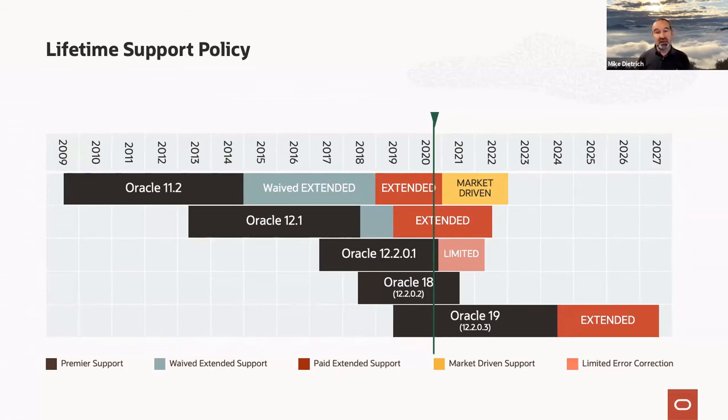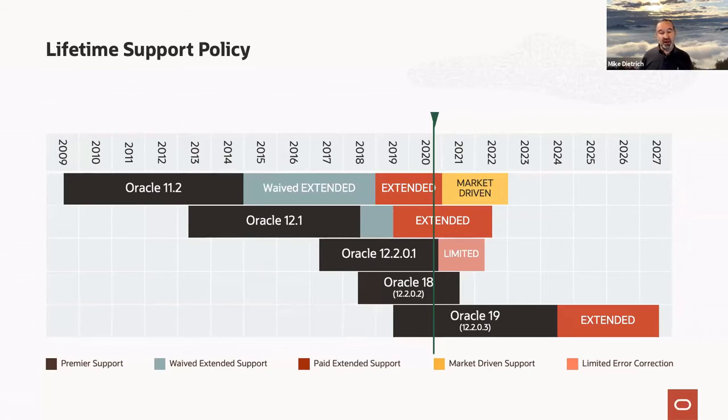Then you can still get an extra called market-driven support. It has the same price tag as extended support, but is only applicable for severity 1 bugs and for security fixes. If you're on 12.1.0.2, you are already in paid extended support, and there's no such offering as of now for market-driven support, maybe later, but not now.